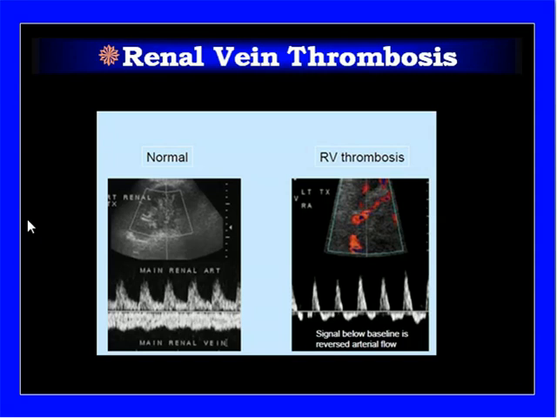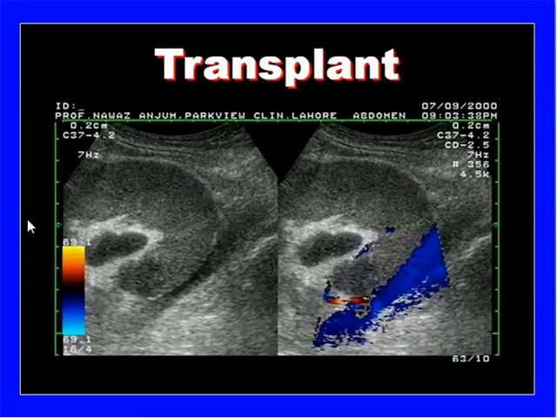So these are the non-invasive investigations where you can see whether the renal transplant kidney is functioning well, or the union of the vessels is perfect, or there is element of stenosis, stricture or thrombosis of the transplant vessels. Again, another ultrasound picture of the transplant kidney, not looking very good because the corticomedullary distinction is not very good.